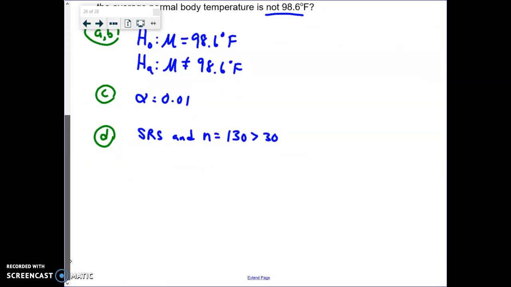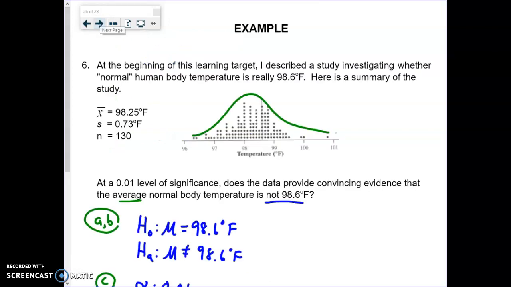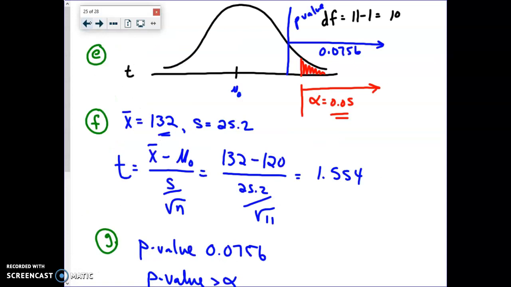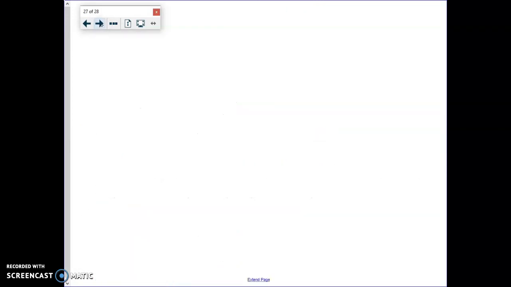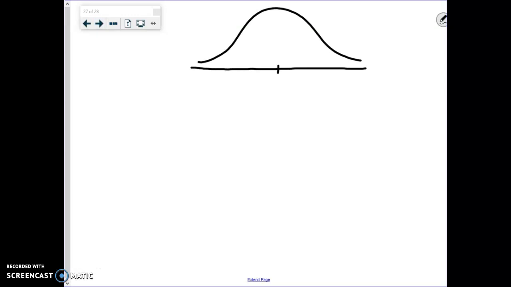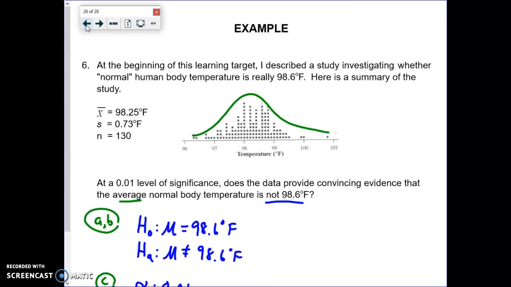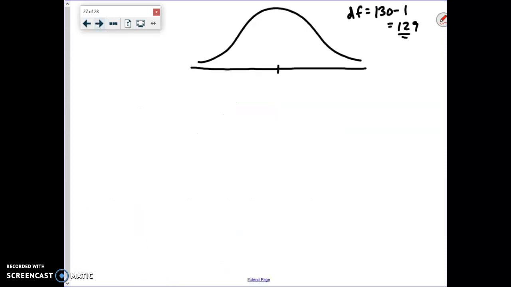Now again, as always, I'm going to go ahead and graph this on the next slide. If you take a look here, we do have a t-distribution. There's a center. Our degrees of freedom is 130 minus 1, which is 129. And this is a two-tailed test. Why? Because if you take a look, it said not equal to in our alternative hypothesis. So that means our sample data could disprove the null on either side here.